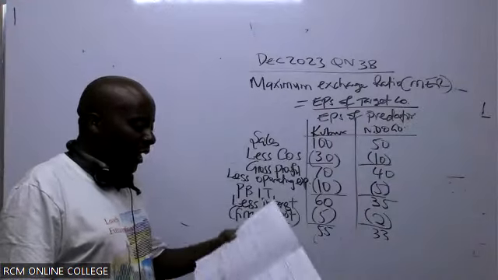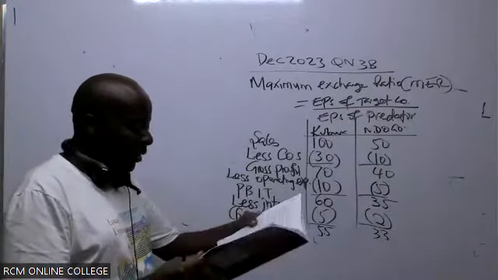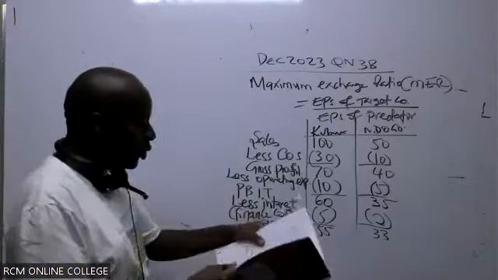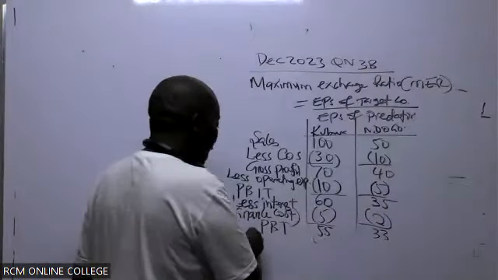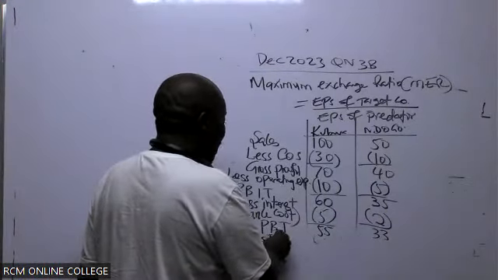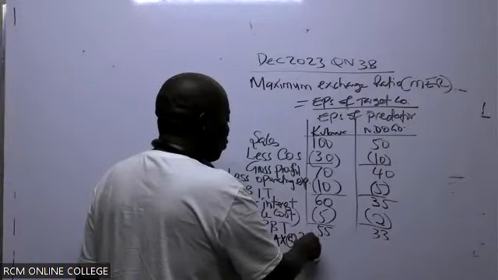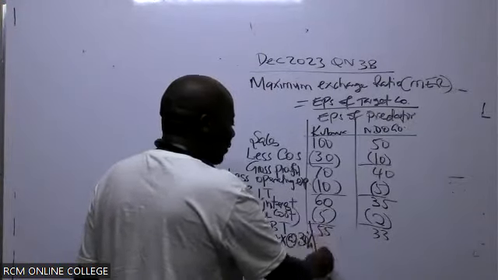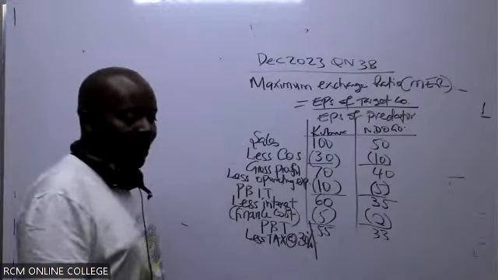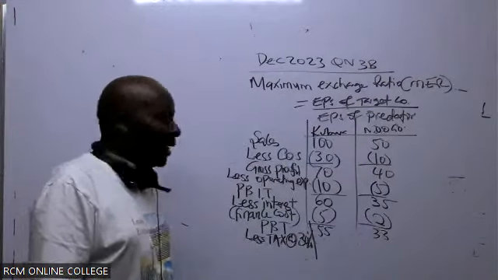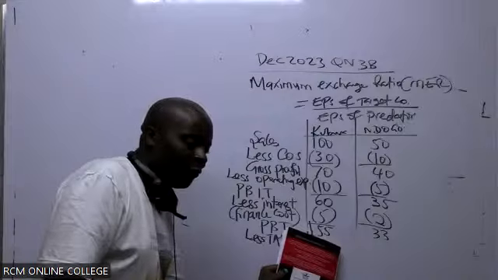Then go ahead and give us corporation tax, so we less tax. Has this examiner given us the rate of tax? Yes, he has given us 30%. So please give me 30% of 55.